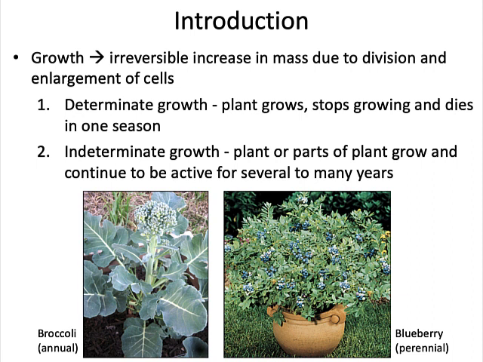Now, in general, plants that are referred to as annuals tend to have determinate growth. They tend to live and die in one season. Plants that are called perennials usually have indeterminate growth, in which, as long as the conditions are correct, they can continue to grow and be active for several to many years.